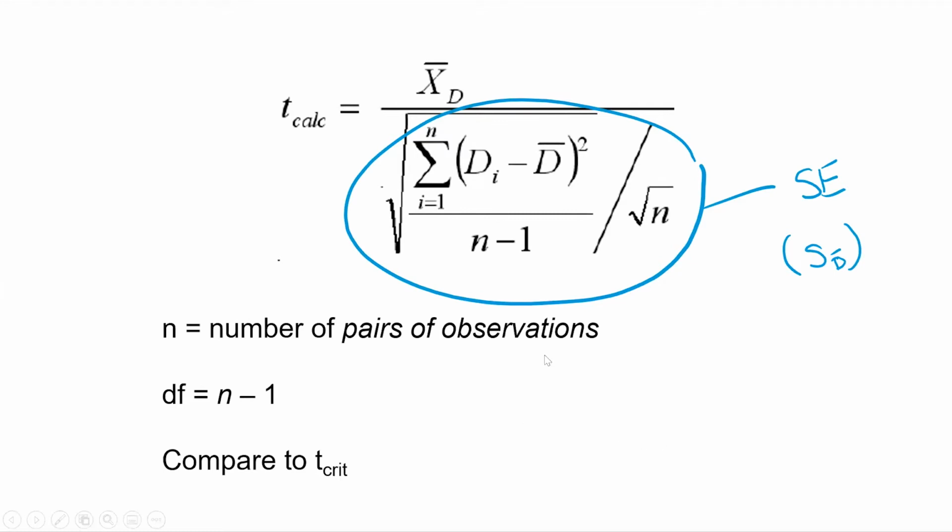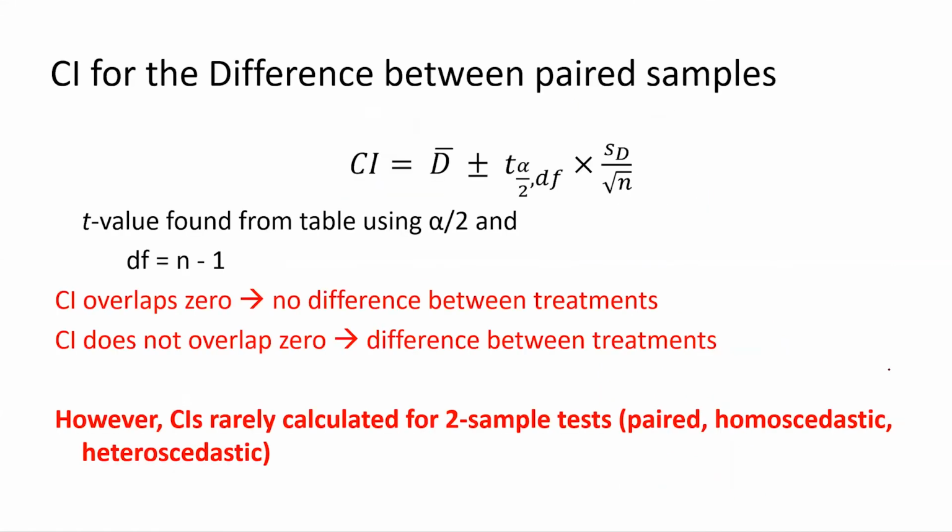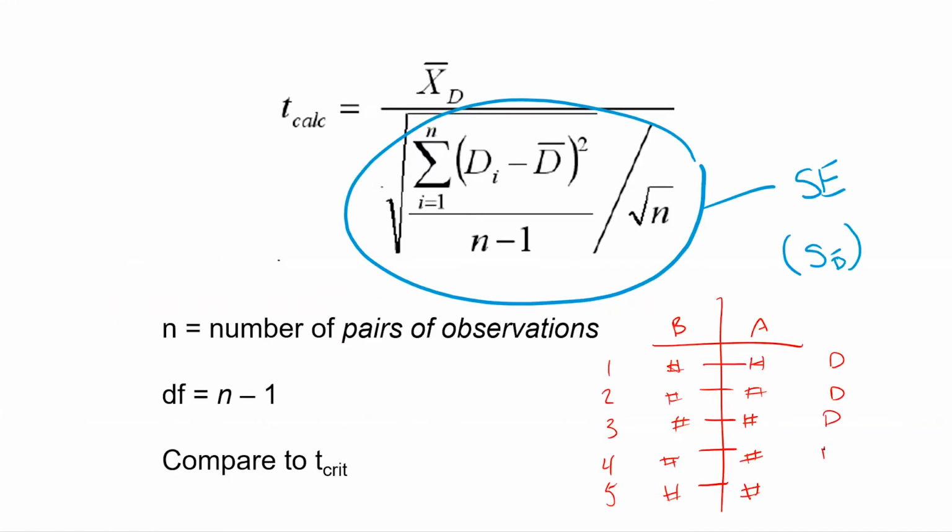N is the number of pairs of observations, right? So if you have, let's see, before and after, 1, 2, 3, 4, we have 5 pairs, and we've got numbers for all of these, which means we have 10 observations. Our sample size is not 10. Our sample size is 5, because these are paired together. We're calculating a difference for each of those.